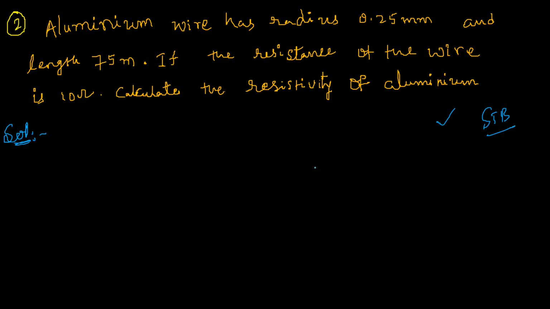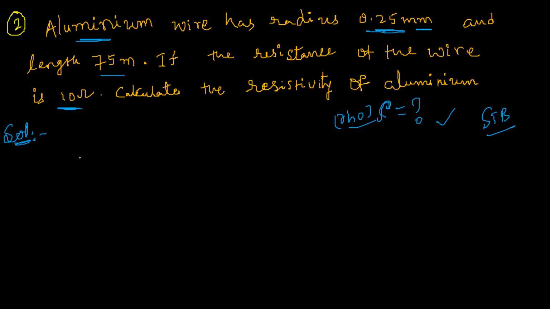In this video, we are going to discuss a problem. An aluminum wire has a radius of 0.25 mm and a length of 75 meters. If the resistance of the wire is 10 ohm, calculate the resistivity of aluminium. We need to find the resistivity of aluminium, so we have to find out rho.